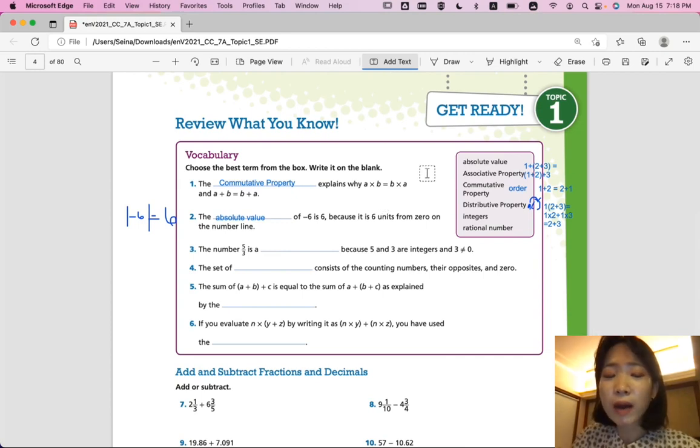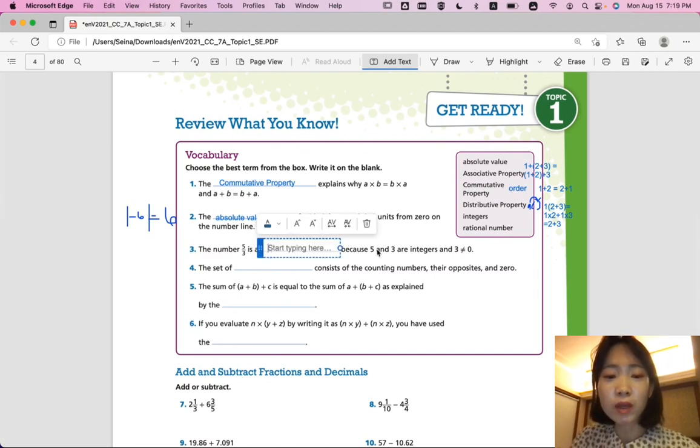Number 3, the number 5/3 is a blank because 5 and 3 are integers and 3 is not equal to 0. So what type of number is 5/3? Is it an integer? Is it an absolute value? Is it a rational number? It is not an integer. An integer has to be a whole number. 5/3 is a rational number because it is written as a fraction.